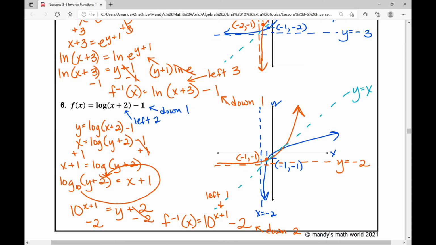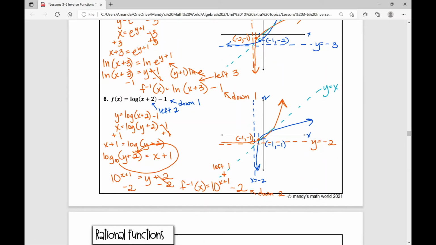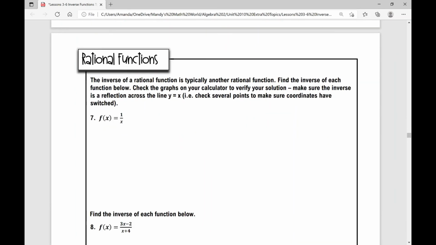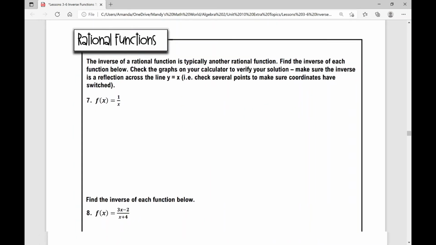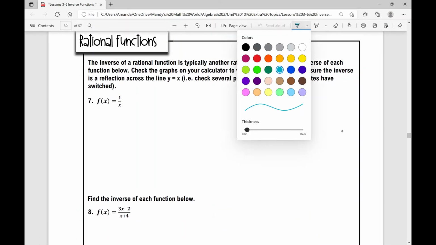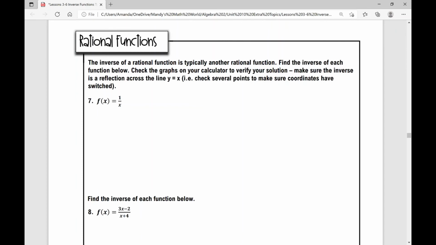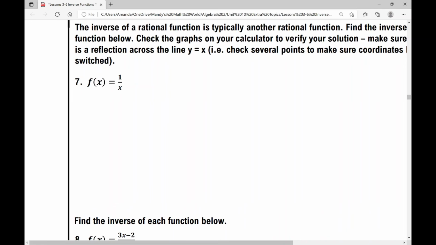Let's move on to our last few examples, and these are rational functions. So the inverse of a rational function is typically another rational function. So we're going to find the inverse of each function below. And we're not graphing anything on this. We're just going to work through the process of finding the inverse of each function. So I'm going to zoom in here.